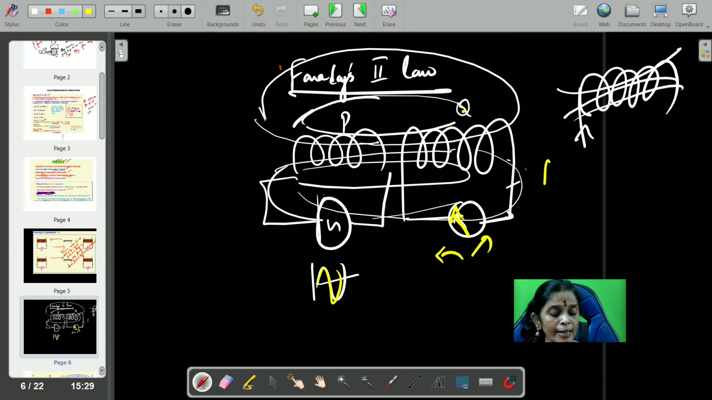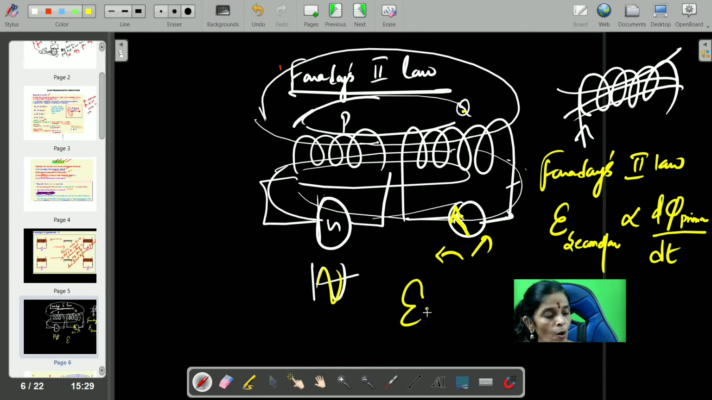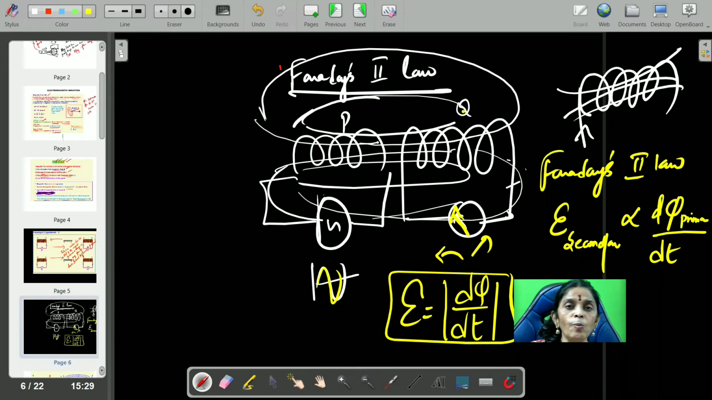So therefore, Faraday's second law, what does it say? It states that the induced EMF in the secondary coil is directly proportional to the rate of change of flux in the primary coil, d phi by dt. That is all, children. Taking out the proportionality by a constant, E is equal to K, and K is equal to 1, so E = d phi by dt. Magnitude of the induced EMF, therefore I put mod. That is all. In the first law, you move the magnet into the coil or away from the coil, there is a change in flux, hence induced EMF is produced.